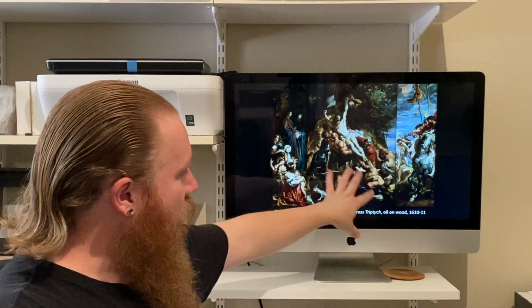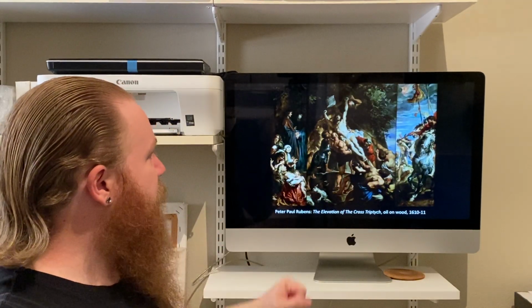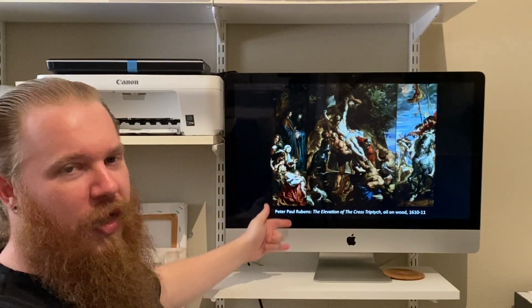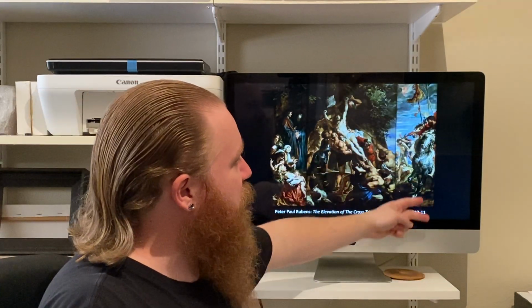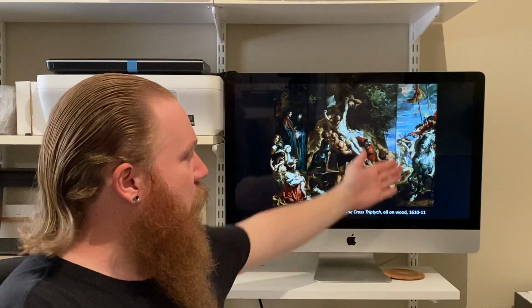We can see all of the Roman soldiers and whatnot straining to lift. We can see Christ's followers on the left side over here mourning and lamenting his situation. And then we can see Pontius Pilate and the other two people crucified with Christ there on the right.